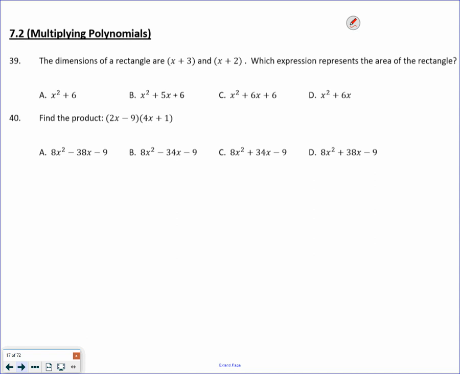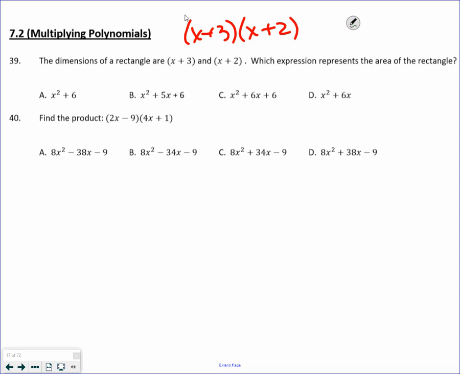Dimensions of a rectangle. All right, do not be alarmed about geometry here. You guys know basic formulas for area of rectangle. Area of a rectangle is base times height, or length times width. Now it's your foiling skills. I know the next question has a foiling question as well.